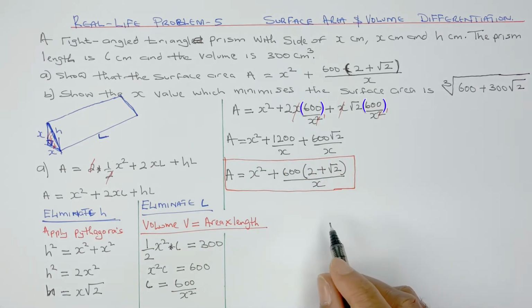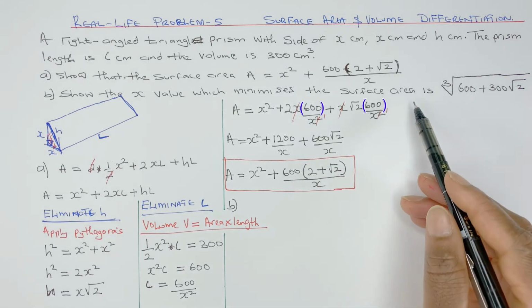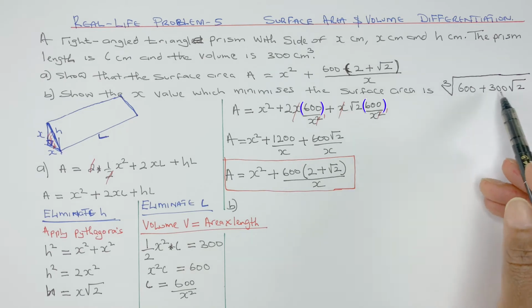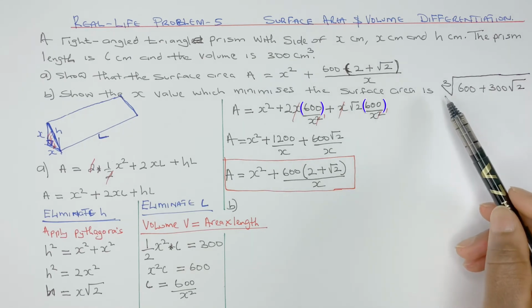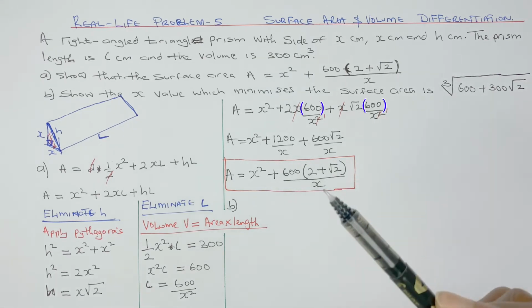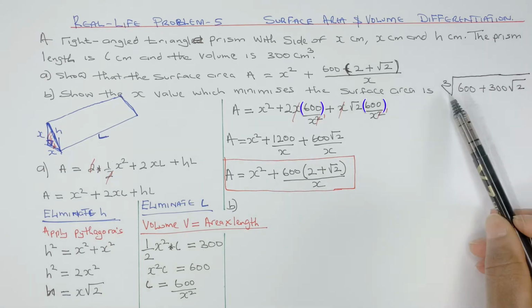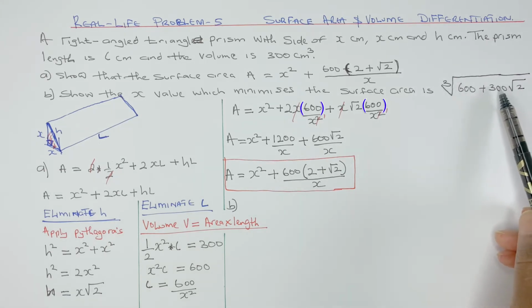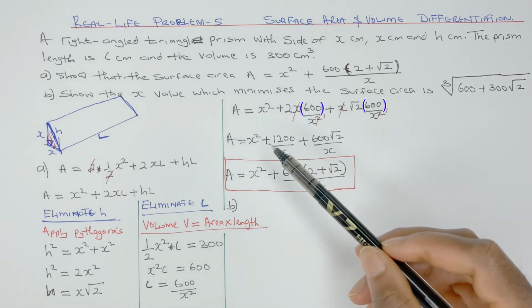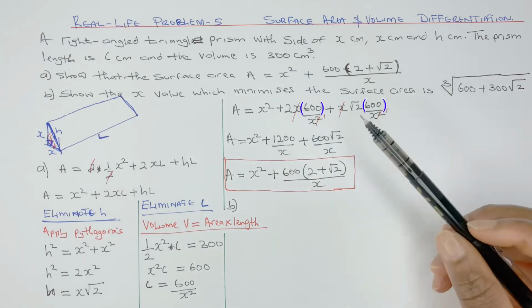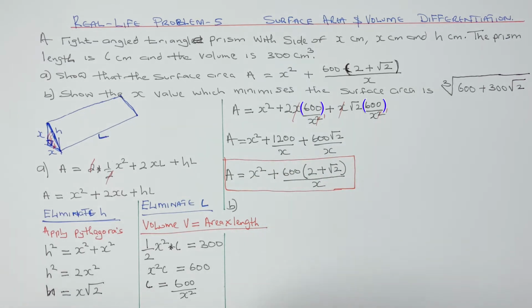So the next part of this question B, we need to show the value of x which minimizes the surface area is that value. So basically we want to make sure that at the minimum surface area, the x value has to be that. And if you plug that x value into here, we get the minimum surface area. In order to show whether something is maximum or minimum, you have to apply the first derivative and second derivative.